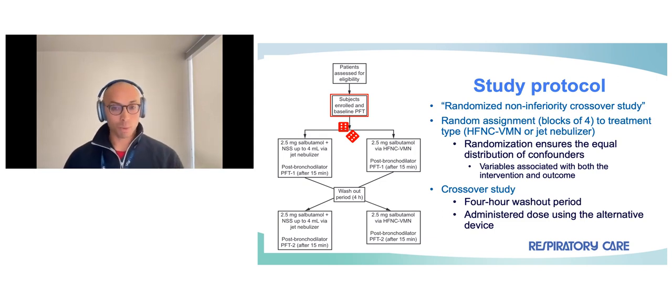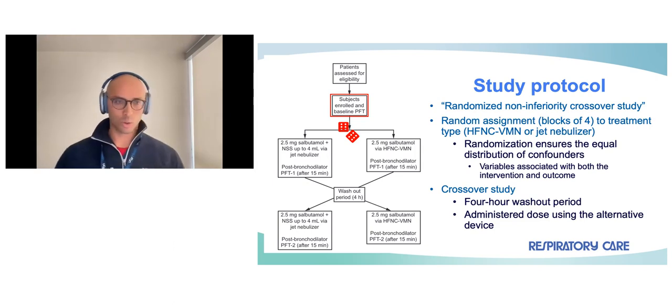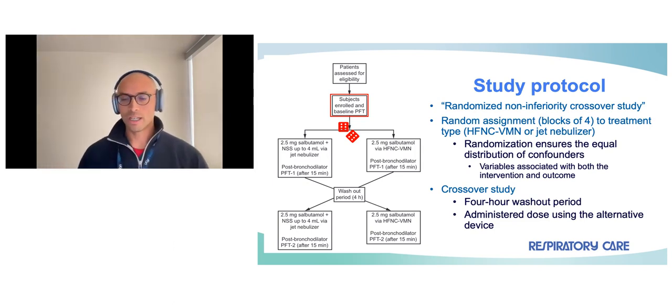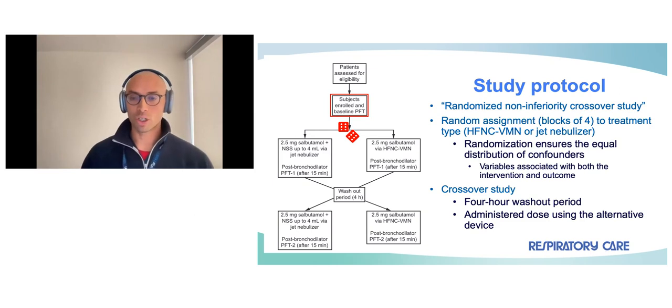Randomization is important in the research context because it ensures the equal distribution of confounders, which are things that could be associated with the subject receiving the intervention. For example, as I'm assigning this particular patient high flow versus jet, I might be biased to give this particular patient the high flow first, or this particular patient the jet nebulizer first. So that variable is associated with potentially both the intervention and the outcome. So randomization helps ensure the equal distribution of these confounders.